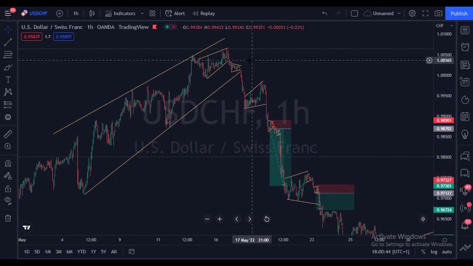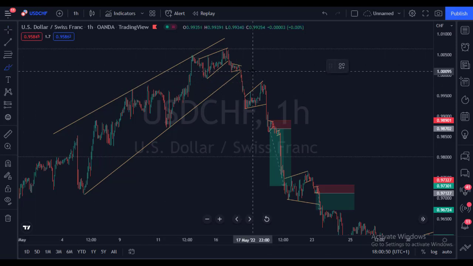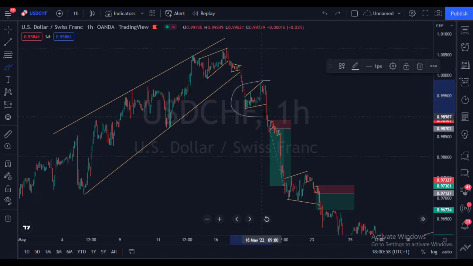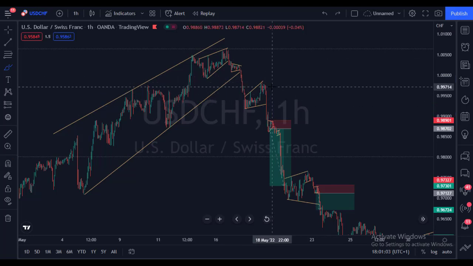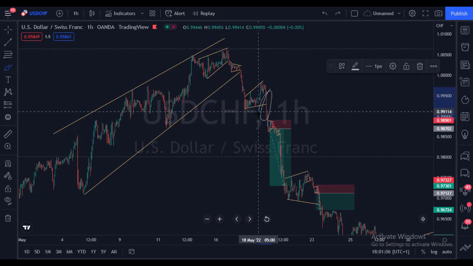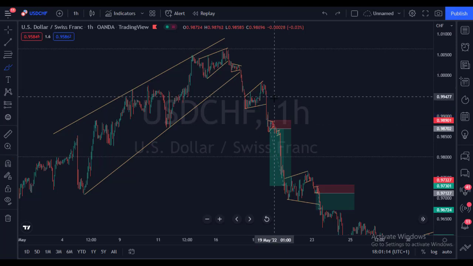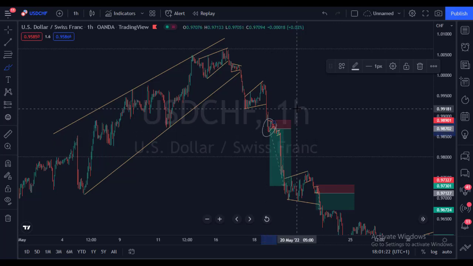Then this happened, and then there was another impulsive phase over here. Then I waited for a correction. So after the impulsive phase, this was the correction, but because it was too wide, I also didn't enter. I waited for another impulsive phase. So you can see the next impulsive phase on the lower time frame. Because I already know what I'm looking for from the higher time frame, I already know I'm looking for a sell. So I was obviously looking out for a sell on this market. So once I saw that, I waited for the next correction, and this was where I got in. All right, so I got into this trade beautifully.